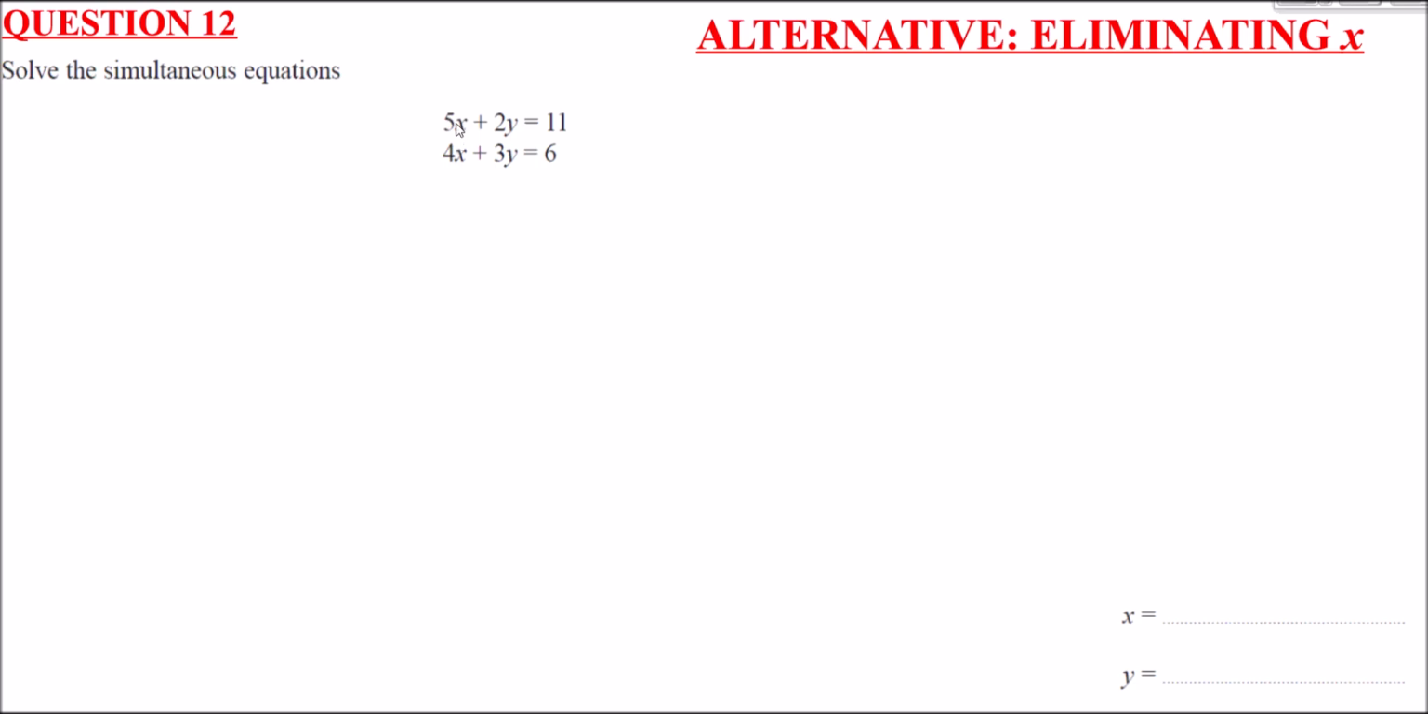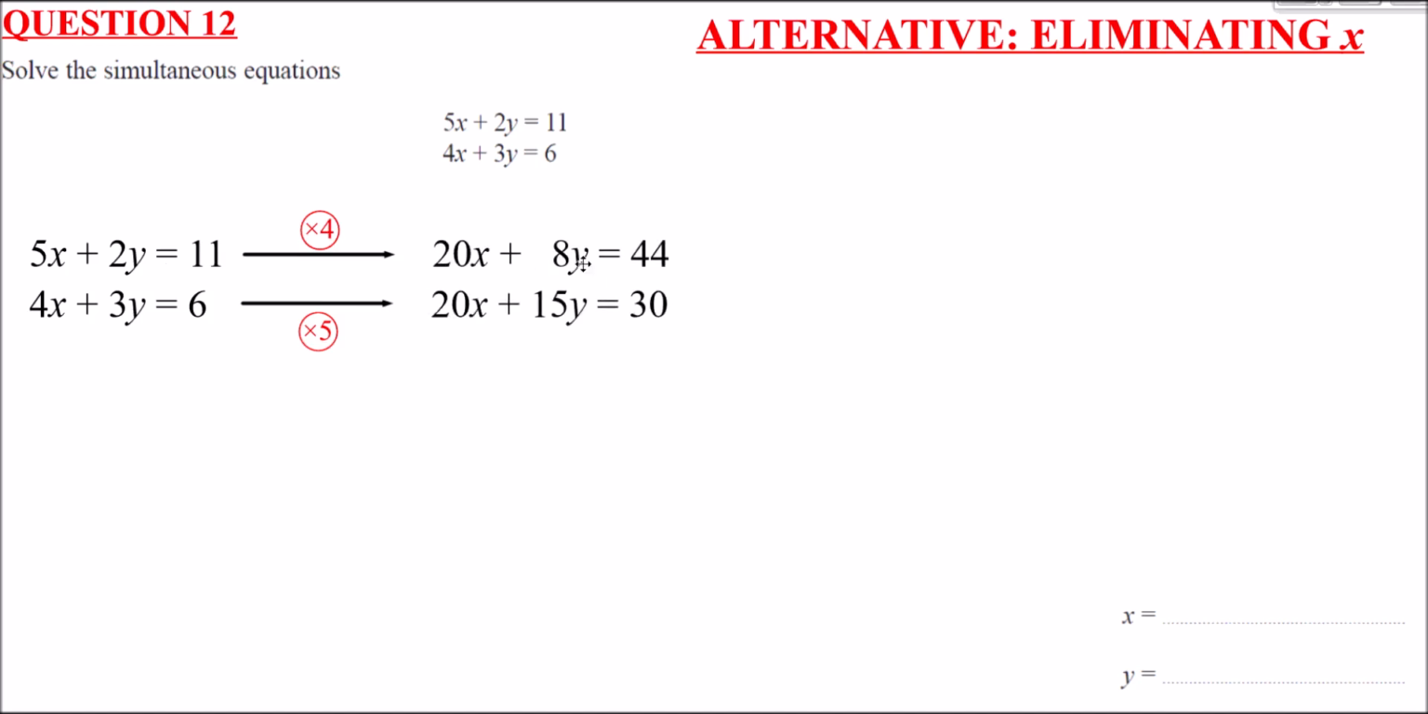I could do the top number times 4 and the bottom number times 5. So to get the x numbers to match, I could multiply the top equation by 4 and the bottom equation by 5. If I did that, the top equation, multiplying everything by 4, will become 20x plus 8y equals 44, and the bottom one, multiplying everything by 5, gives 20x plus 15y equals 30. So now, of course, the numbers of x's match up.